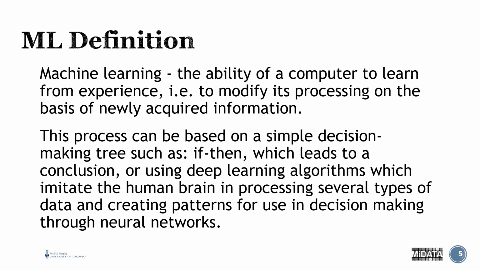So once again, machine learning is the ability of a computer to learn from experience, to modify its processing on the basis of newly acquired information. This process can be based on a simple decision-making tree, such as an if-when loop, which leads to a conclusion, or using deep learning algorithms which imitate the human brain in processing several types of data and creating patterns for use in decision-making through neural networks, which we've already talked about quite a bit so far.